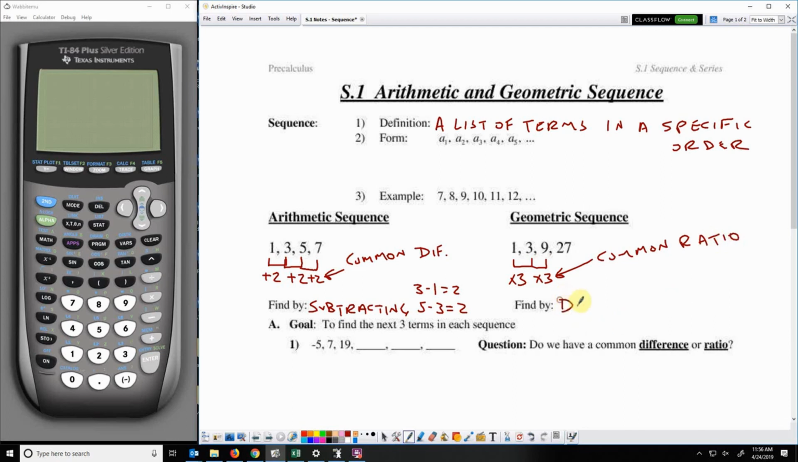And you can find that by dividing. 3 divided by 1 is 3. 9 divided by 3 is 3. 27 divided by 9 is 3.